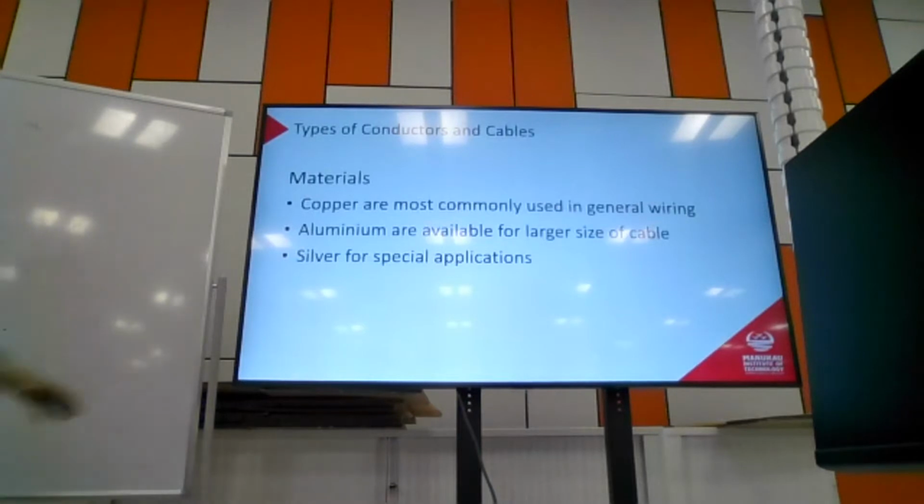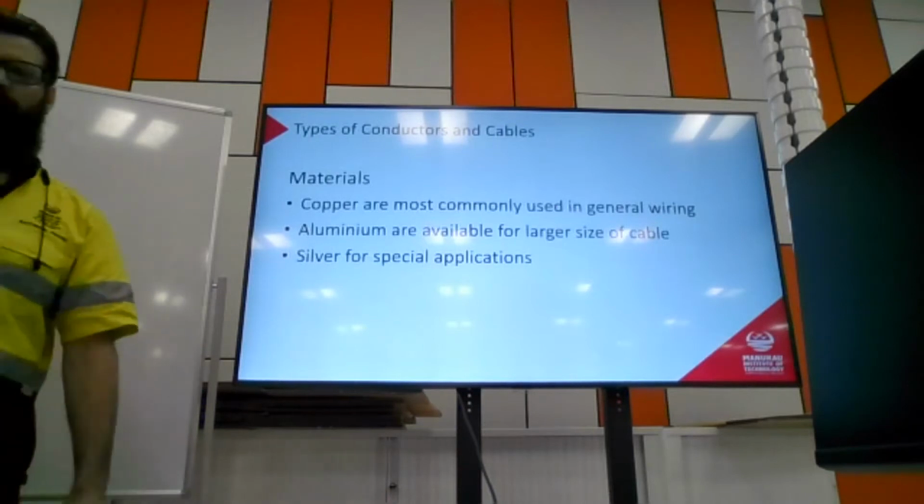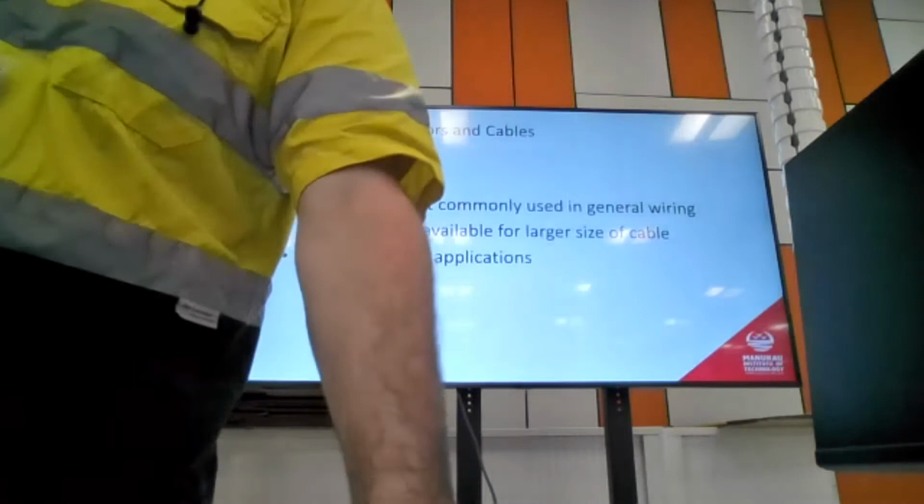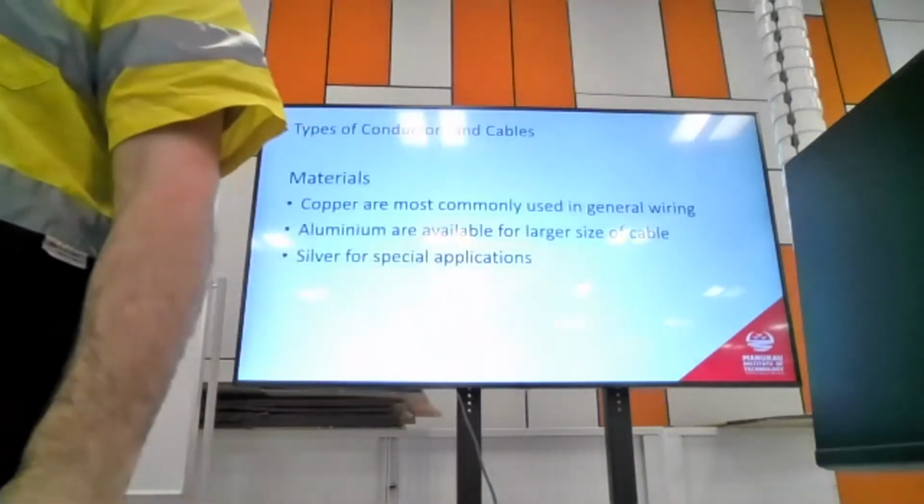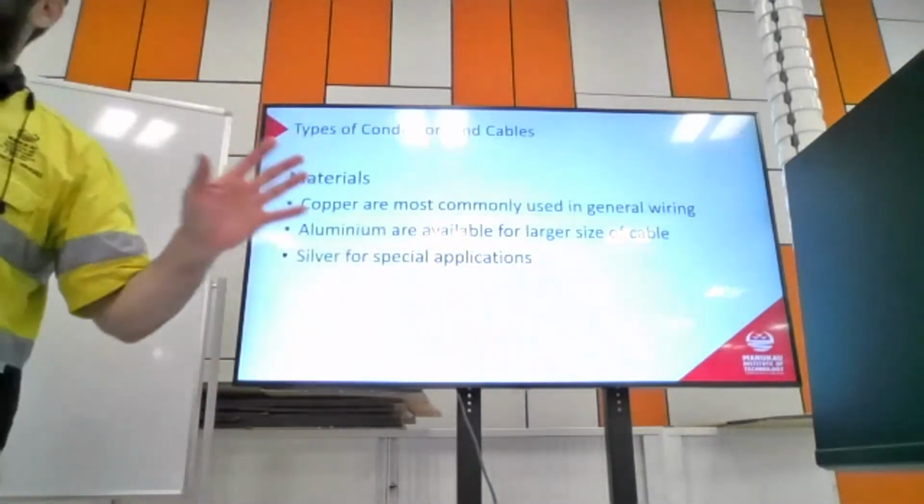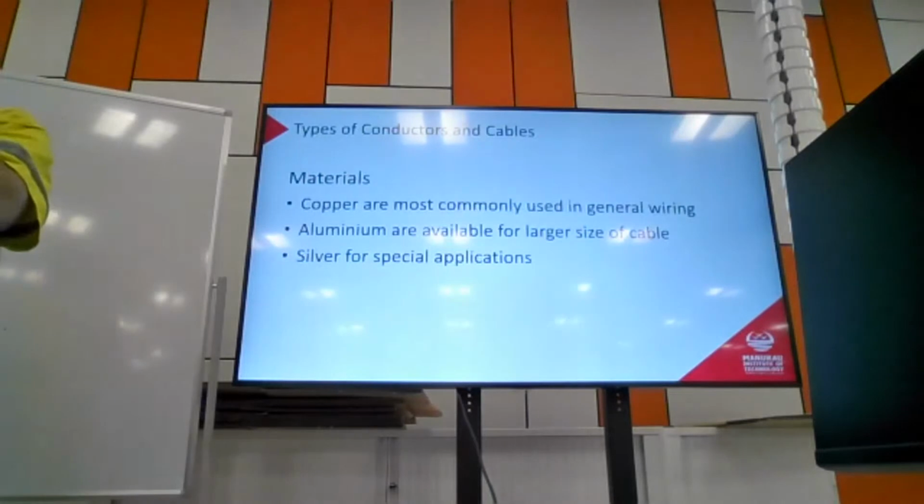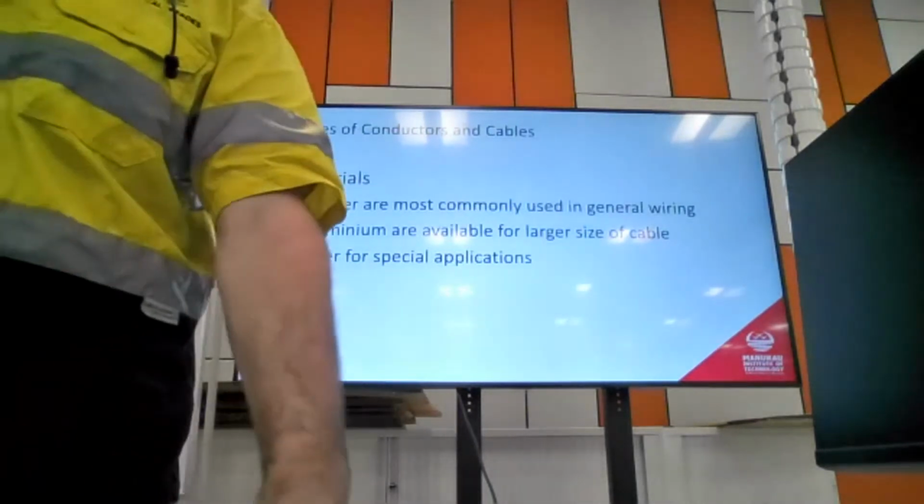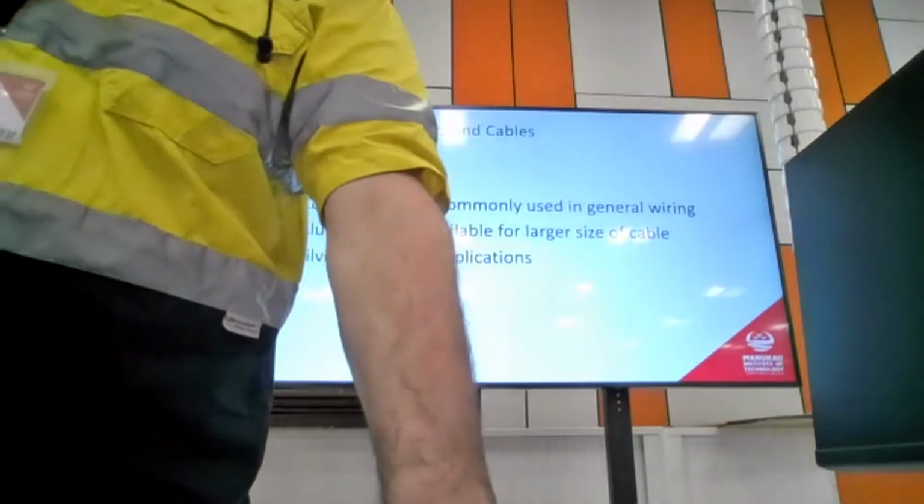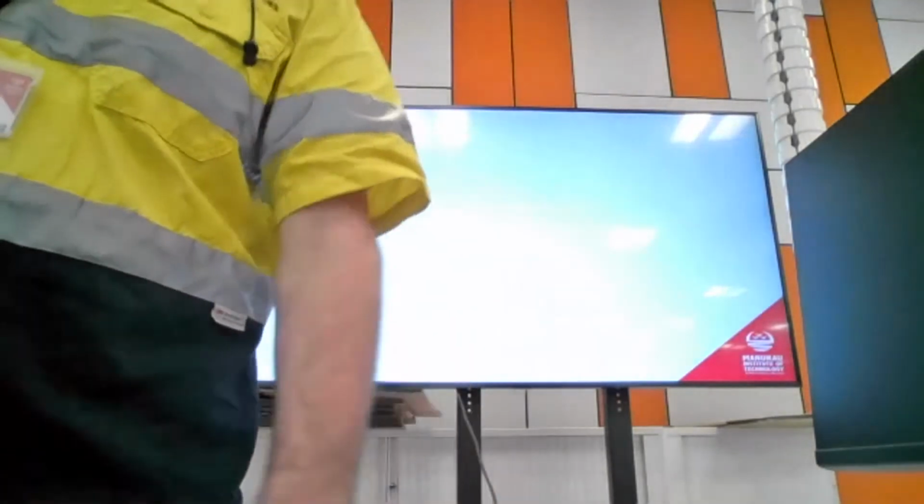In special applications, we would use silver, so that'd be like electronics and high performance switch contacts, stuff like that. What's the characteristic of silver that will make it useful? Yeah, it's even more conductive than copper and gold, so it's the most conductive metal.